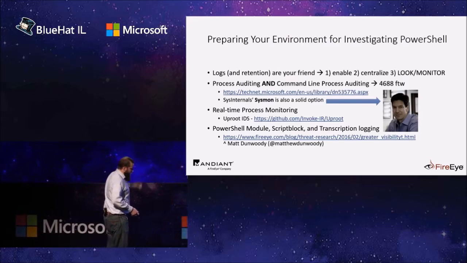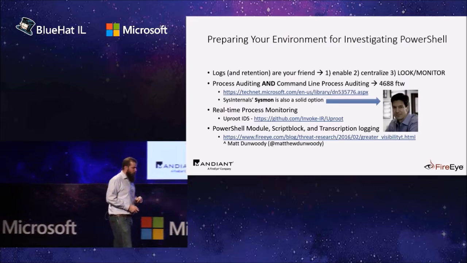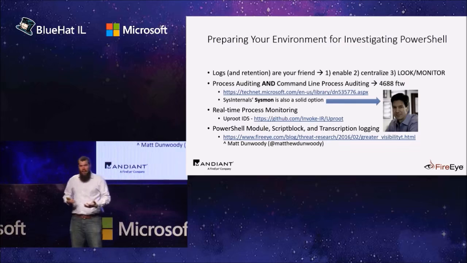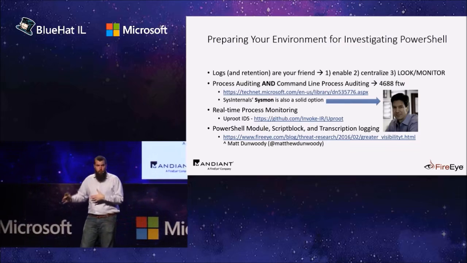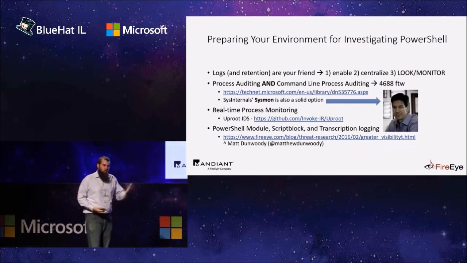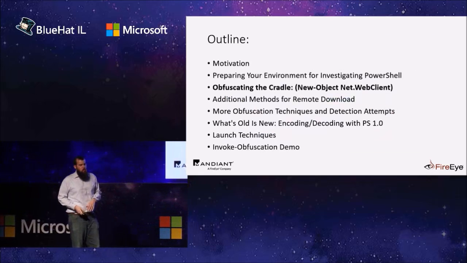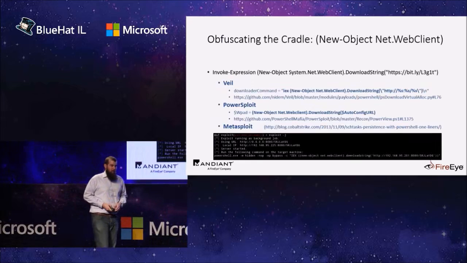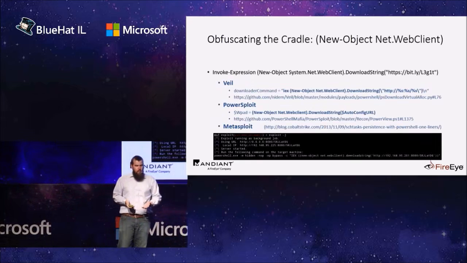And then this last resource right here is from a colleague of mine, Matt Dunwoody, who put together this blog post, basically outlining the different versions of PowerShell and the kind of logging that you get with subsequent versions and why that really matters. And even walks through a good real-life example of what you get with each subsequent level of logging. So let's start with the fun part, the remote download cradle.